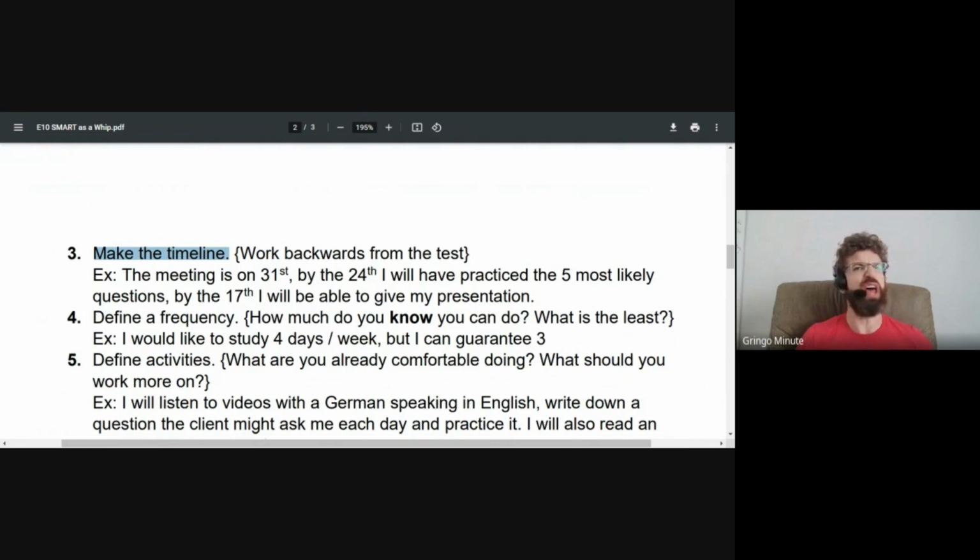Same thing with the time. Oh, an hour a day. An hour a day is a lot of time. Let's take that down to 15 minutes. If 15 minutes is easier, go longer. But start with the smallest amount you can guarantee and work your way up.